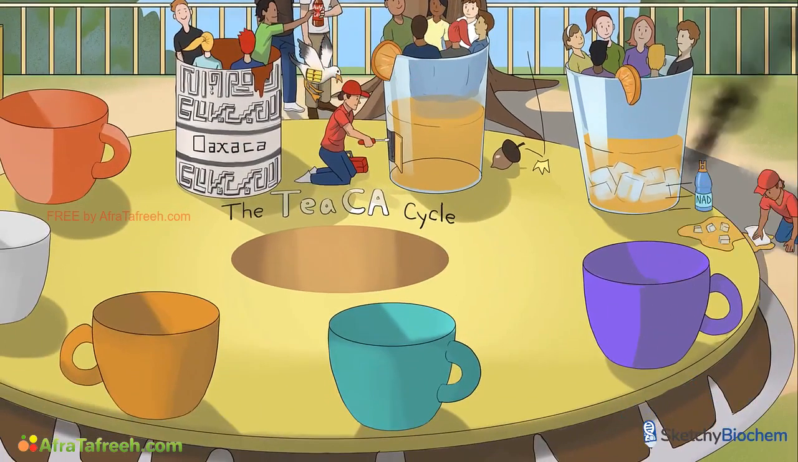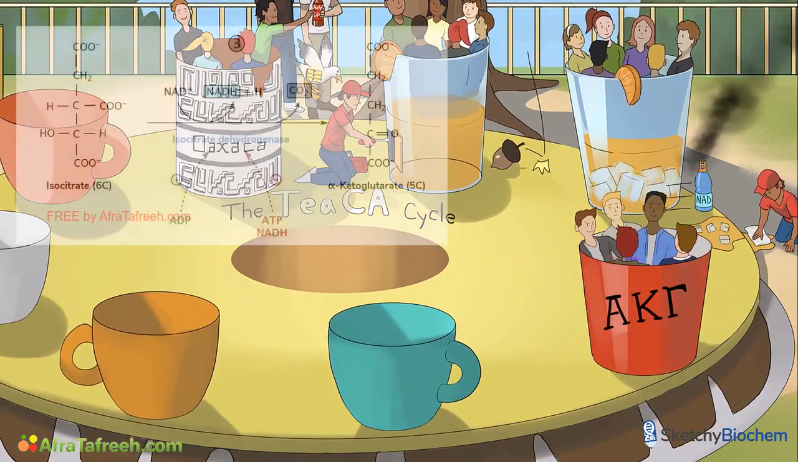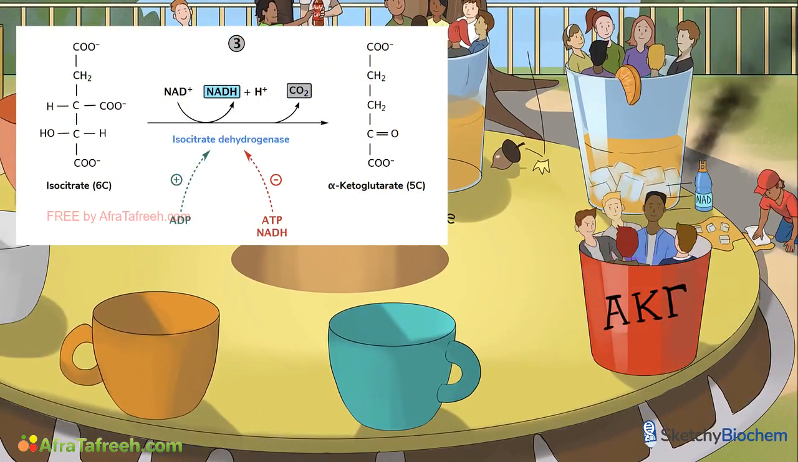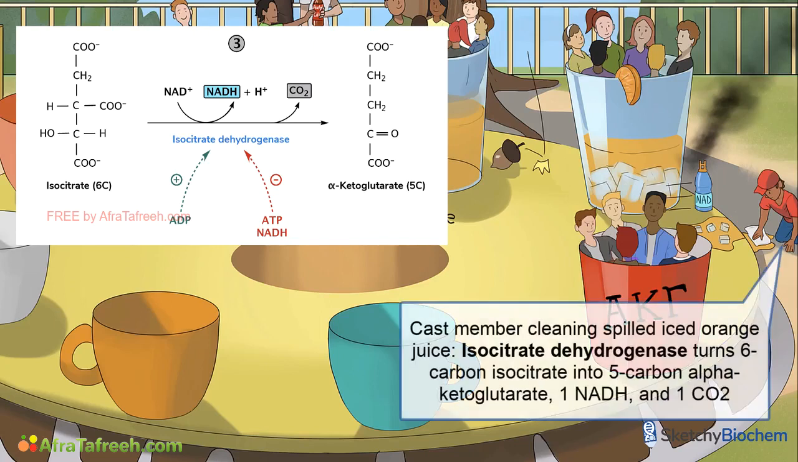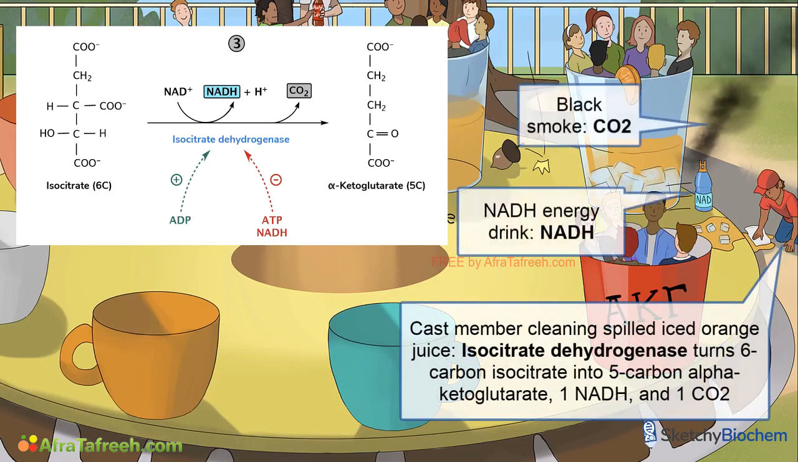In step 3, isocitrate dehydrogenase will oxidize 6-carbon isocitrate to 5-carbon alpha-ketoglutarate. We've included another hardworking cast member who's cleaning up some spilled ice OJ. No bueno. This guy is isocitrate dehydrogenase, and he's got a towel just like all our dehydrogenases. There's an NADH drink and some black smoke, so you'll remember that this rate-determining step produces 1 NADH and 1 carbon dioxide.